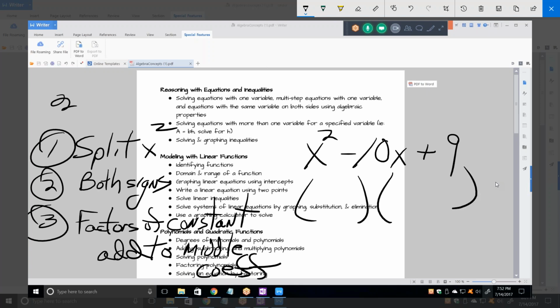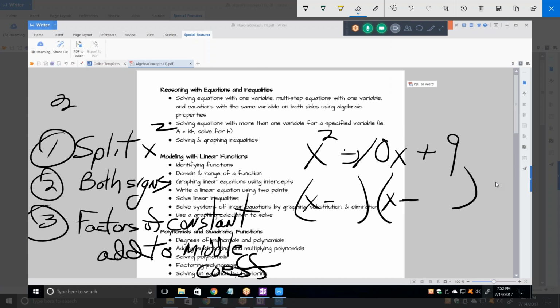How's that fact? So then it would be x minus... Both signs. What do both signs have to be? The same. Which means they got to be minus, because the sign on that middle term is a minus. So it has to be minus, minus.